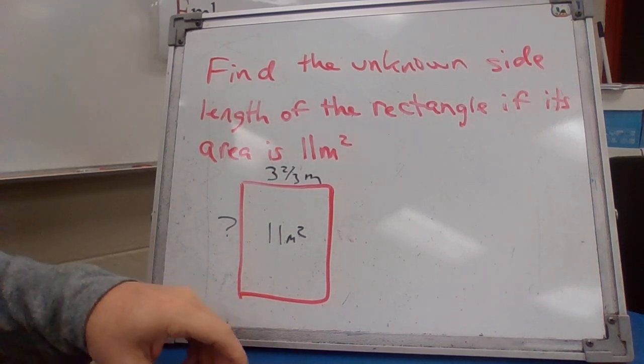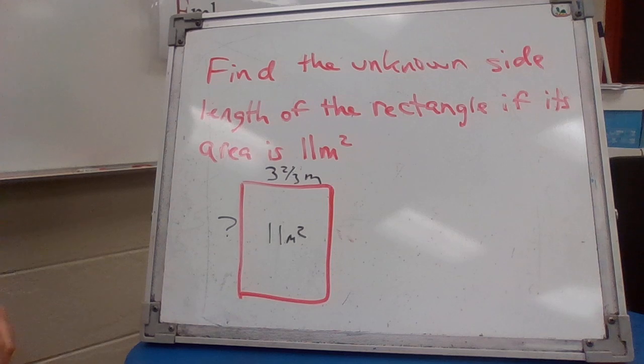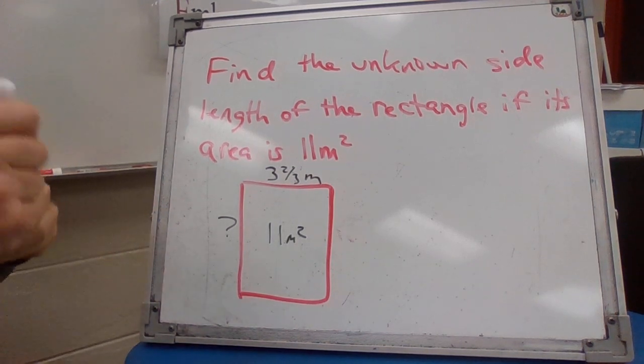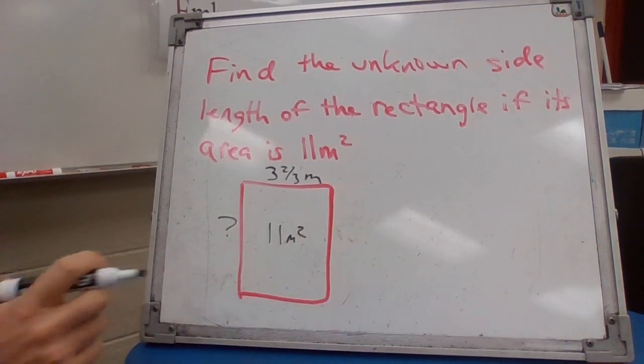Okay, so what we've got here is a question. Find the unknown side length of the rectangle if the area is 11 meters squared. So here's our shape. We've done some of these. We'll just refresh our memory, so we make sure that we're actually understanding what we're doing here, okay?